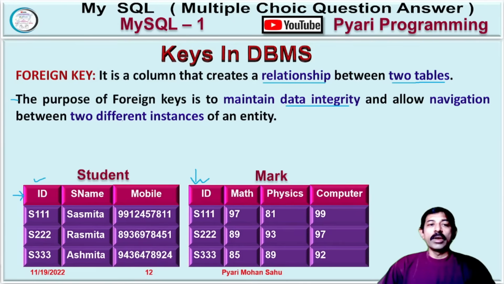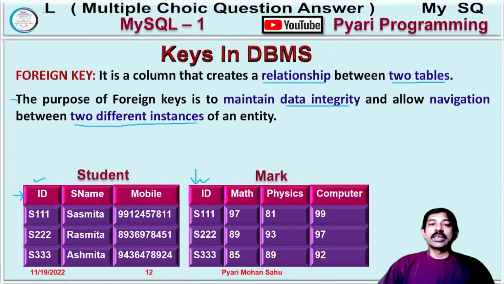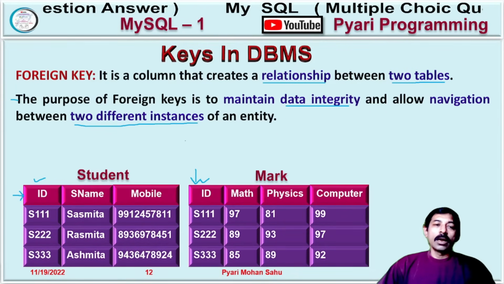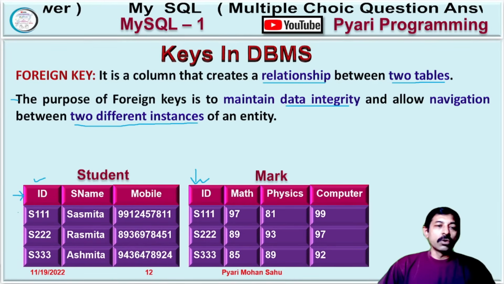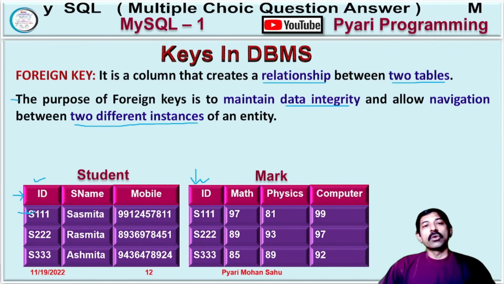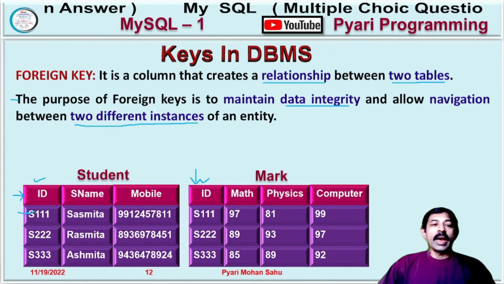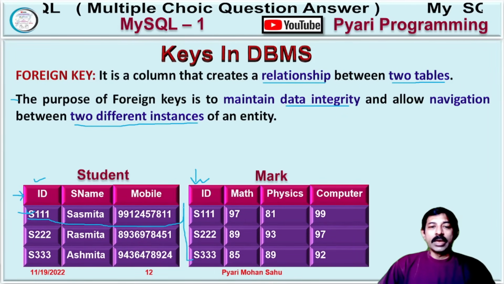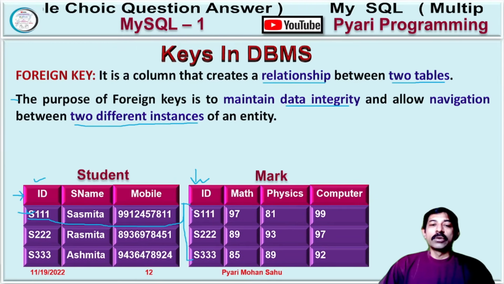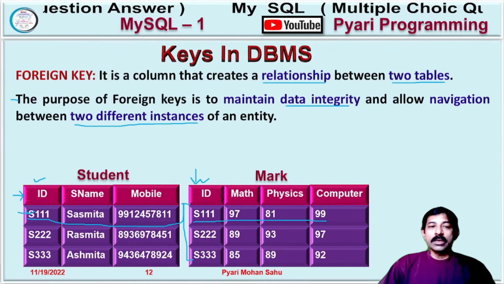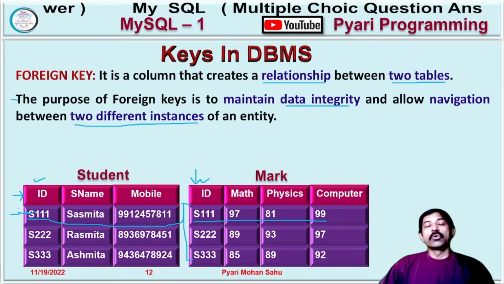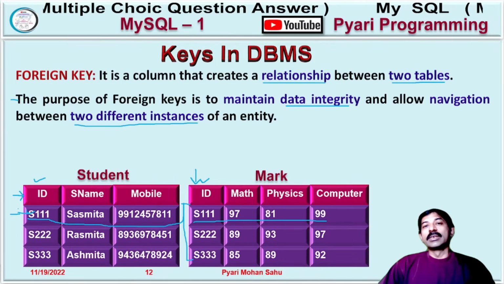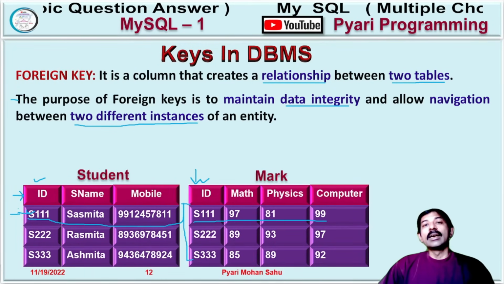Next it says the navigation between the two different instances. What is an instance? A record in a table is called your instance. Now suppose I want to get the marks of S001. So how can I get it? The primary key S001 is going to be checked with all the foreign keys in the marks table. Where it matches, it will display the complete detail. So that means I am referring to the student table and I am getting the marks from another table. Two different tables are referring and navigating to get the result.